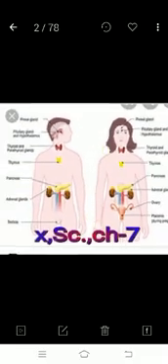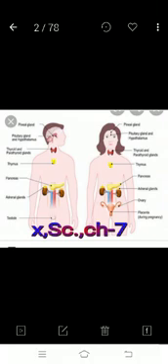Now we see here the hypothalamus gland. Hypothalamus gland secretes releasing hormones and growth inhibiting hormones. And the function of these hormones is that it regulates secretion of pituitary hormones.